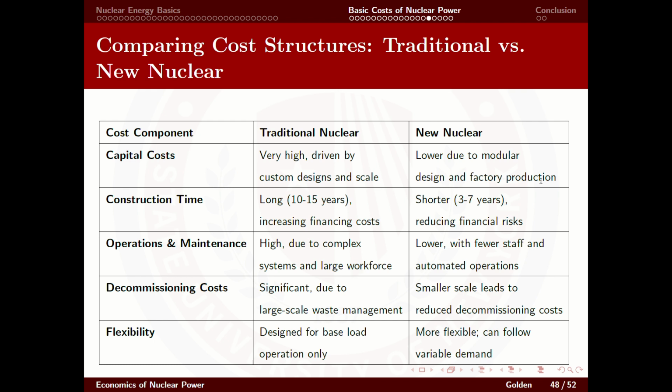Traditional nuclear has long construction times and high financing costs because of the long construction time. New nuclear has much shorter construction time, so they claim. We haven't ever seen a commercialized one, but the ones they built over at the national labs have had shorter construction time and then reduced financial risks. Traditional nuclear has high operation and maintenance costs due to complex systems and a large workforce, and then new nuclear has lower O&M costs because you need fewer staff and automated operations.